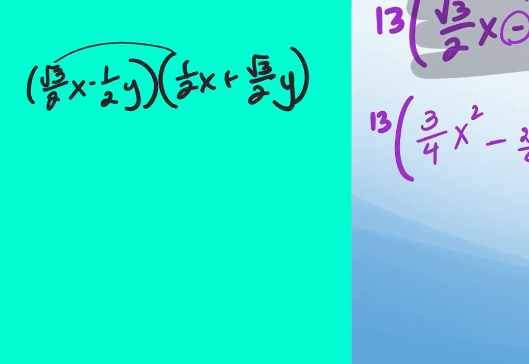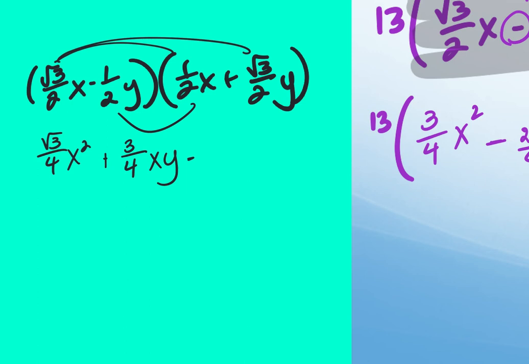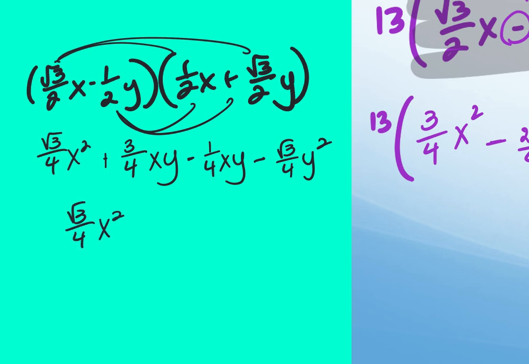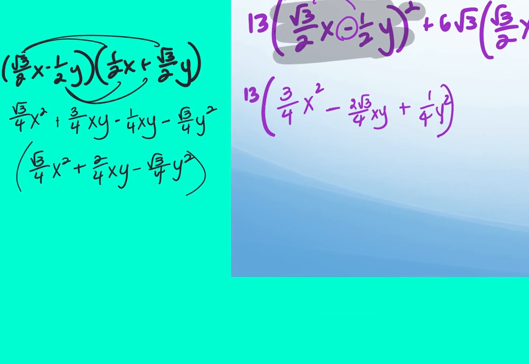So root 3 times 1 is root 3. 2 times 2 is 4x squared. Plus outer, root 3 times root 3 is 3. 2 times 2 is 4xy. Minus 1/4 xy. Minus root 3 over 4y squared. Combine your like terms. I get root 3 over 4x squared plus 2/4 xy minus root 3 over 4y squared. And again, I know you can simplify that middle term, but we're going to keep it over 4 for a reason.